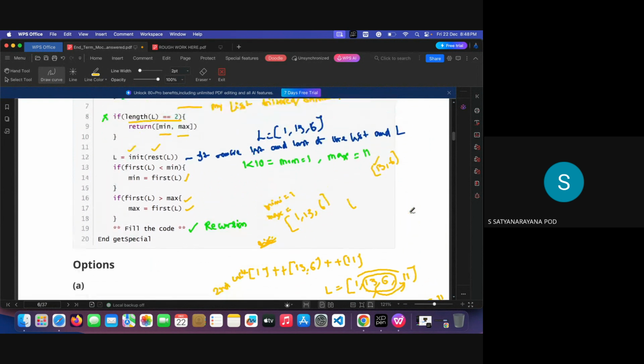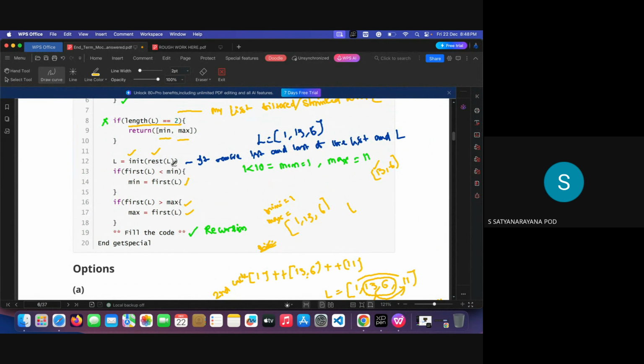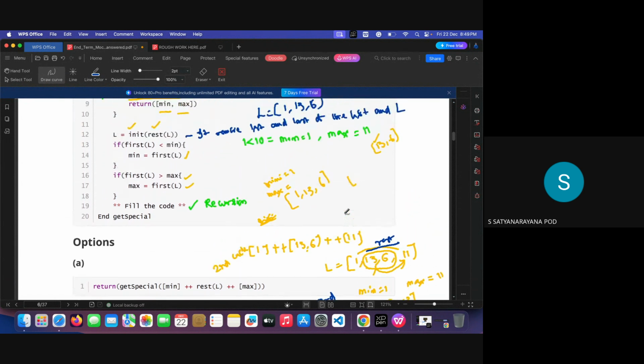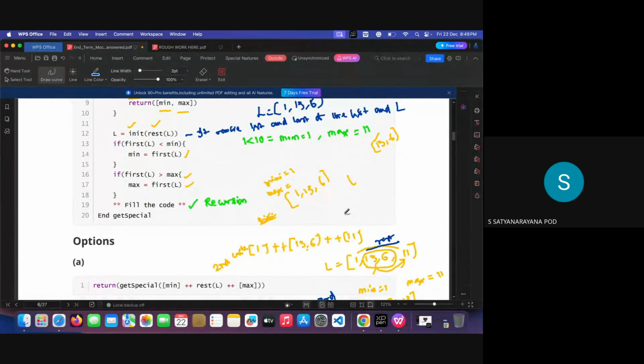Now my list is, already 1, 13, 6 and 11 is there. In that, it's working with init of rest of L. So init of rest of L means first rest is executed. My rest means what happens, I'm going with a different color. This is my rest. This is my rest. Clear? Yes, sir. In that init, you are getting 13. Clear? So this is the rest list up to here.